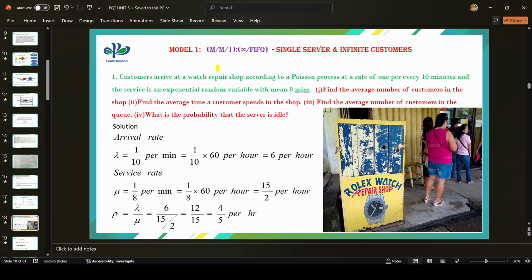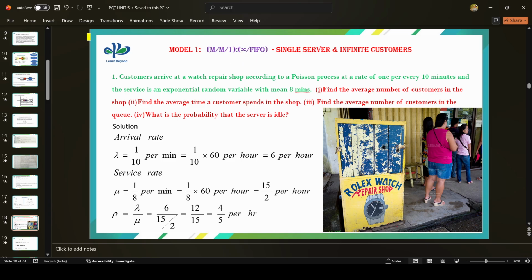Hi everyone. Today we are going to see a problem in queuing theory. The first model we will see is M/M/1/infinity/FIFO. So M/M/1 means the number of servers is one. Only one server is there to give the service.